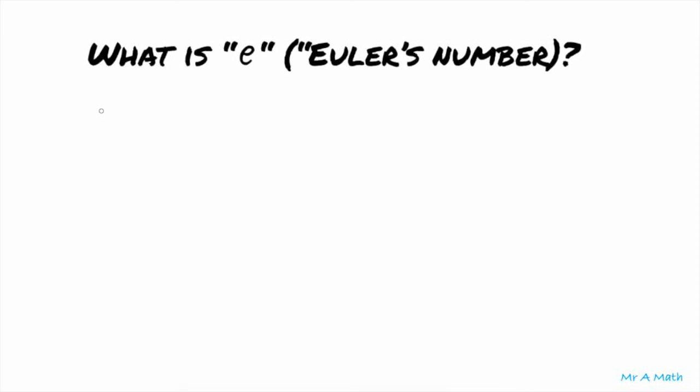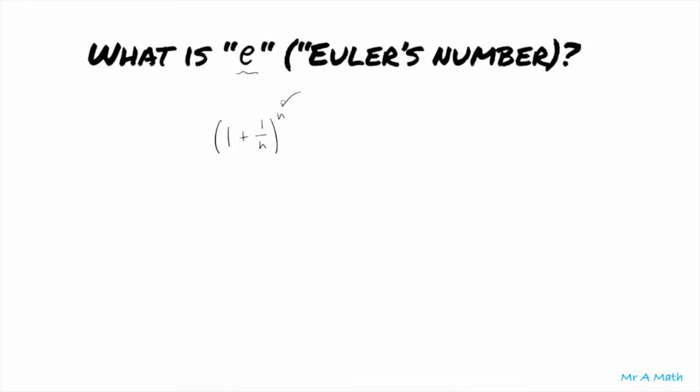Hey everyone, so today we're looking at a number called Euler's number, and usually we just refer to it as E. So in order to show you where this comes from, first we need to consider the form 1 plus 1 over n to the nth power.